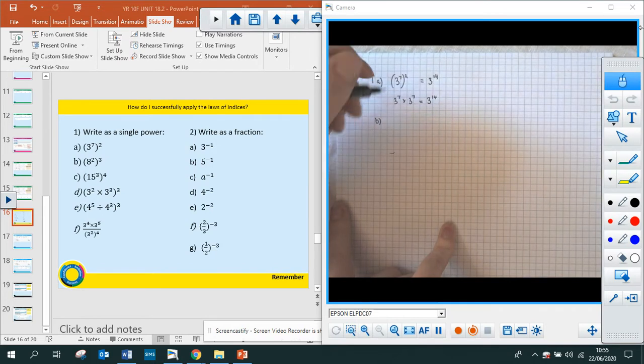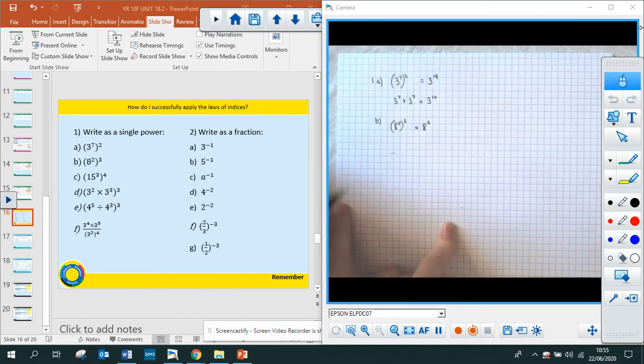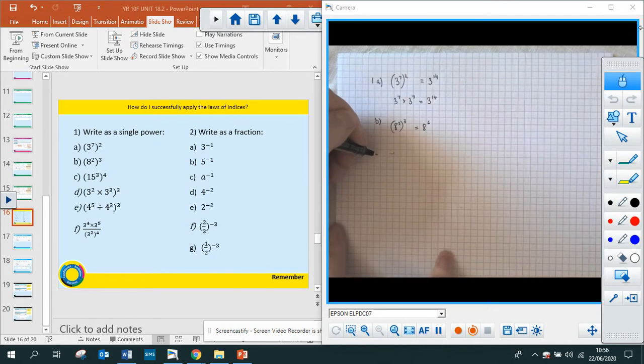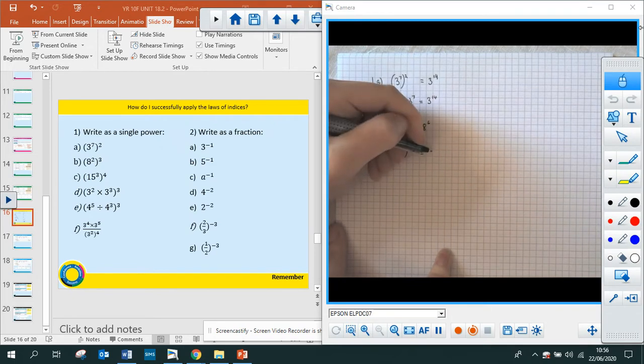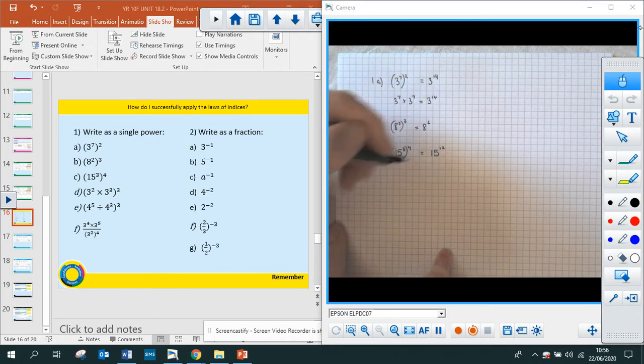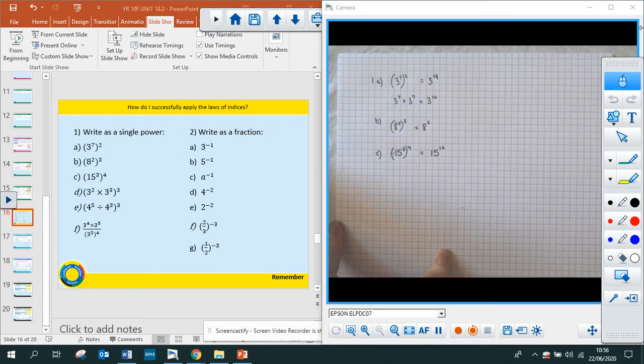Okay, B, we've got 8 squared all cubed. So that means 8 to the power of 2 multiplied by itself 3 times. We just multiply our 2 and 3. That gives us 6. It's 8 to the power of 6 there. For C, we have 15 cubed all raised to the power of 4. So we need to multiply our 3 and 4. 3 times 4 is 12. So that answer there is 15 to the power of 12 as a single power.